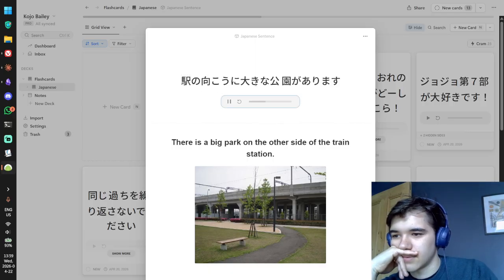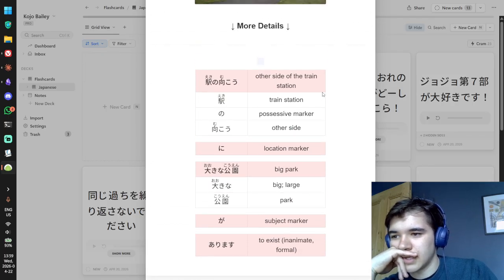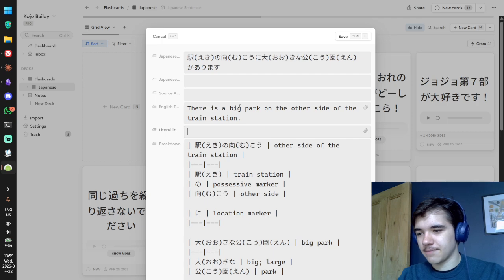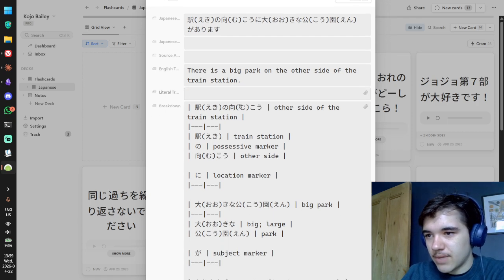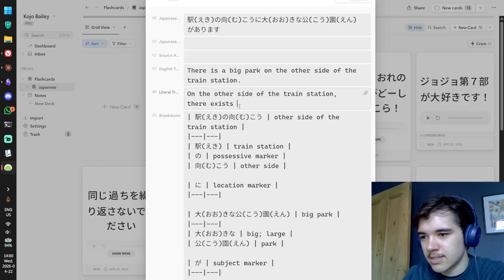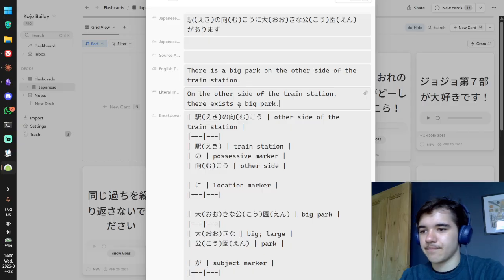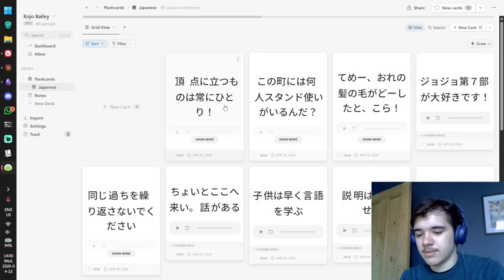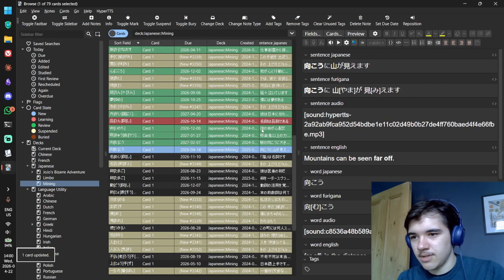駅の向こうに大きな公園があります。 Yep, 駅の向こうに大きな公園があります. Oh, also the literal translation, don't forget. Eki no mukou ni. On the other side of the train station, there exists a big park. All right, that's one. Next one.